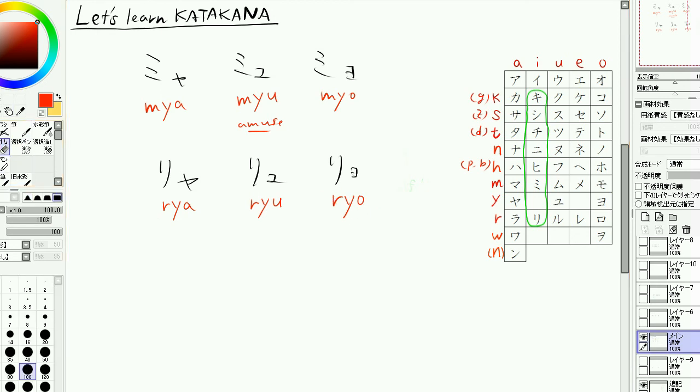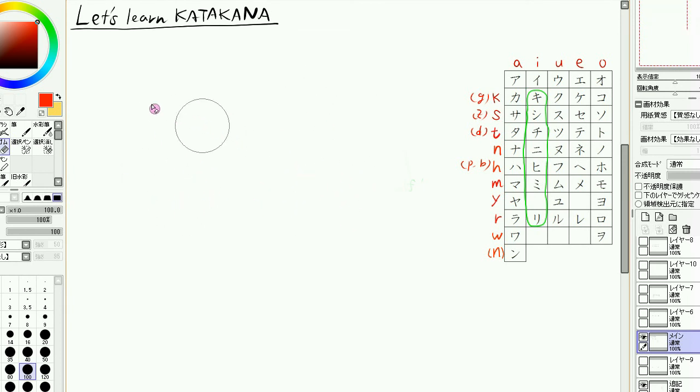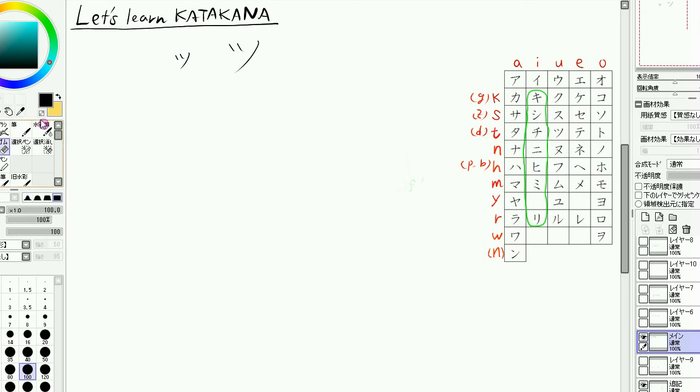Now we've learned 3 of the 4 small katakanas. But lastly, we're going to have to learn the 4th one. And the 4th one is this. Yeah. You know what it is? You can find it here. It's tsu, but it's actually a small tsu, because this is normal size tsu.